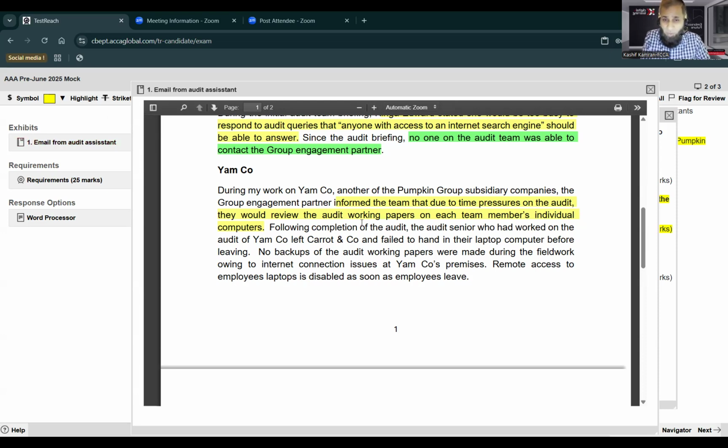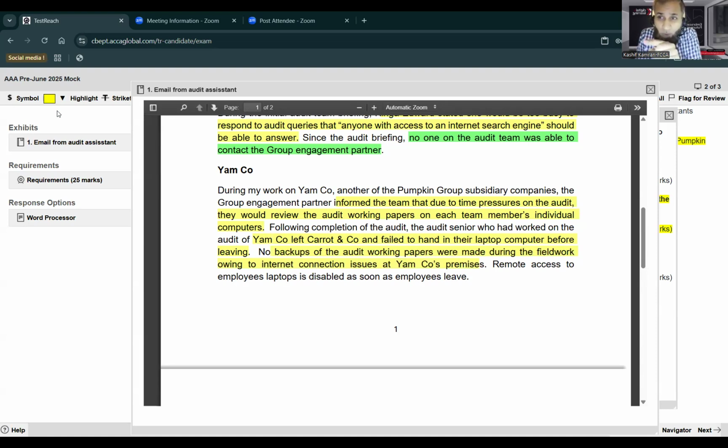Following completion of the audit, the senior who had worked on the audit of Yam left Carrot and failed to hand in their laptop computer before leaving. So see, one of the seniors left. He failed to hand over his laptop before he left. No backups of the working papers were made during the fieldwork owing to the internet connection at Yam premises. Now see the importance of the working papers, which must be there on a senior's laptop.